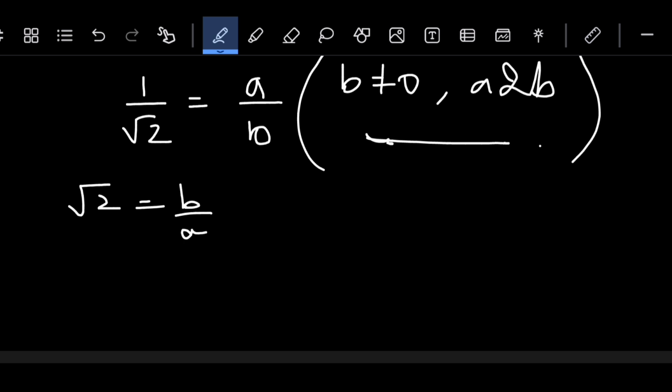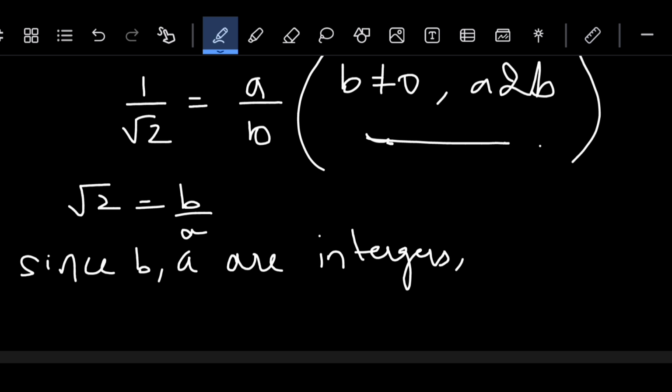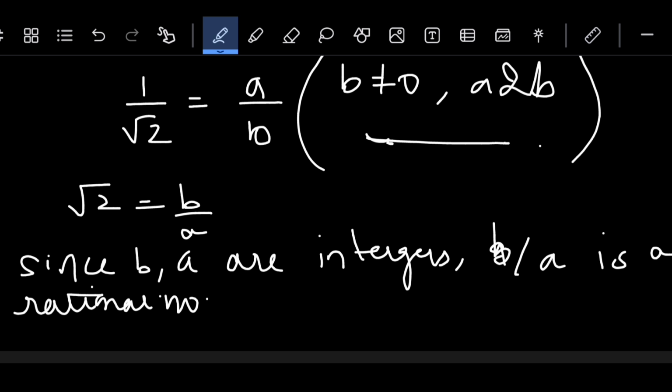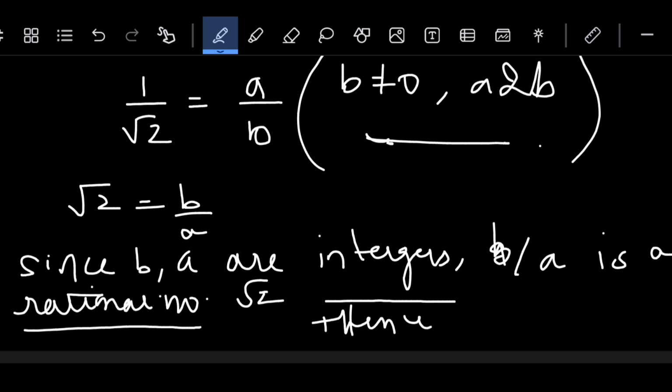Then I'll write, since b, a are integers, as we did above, b by a is a rational number, and then root 2 is also a rational number, but this contradicts the fact that root 2 is an irrational number. So hence I'll conclude, hence 1 by root 2 is an irrational number. Simple. Understood? Any doubts?